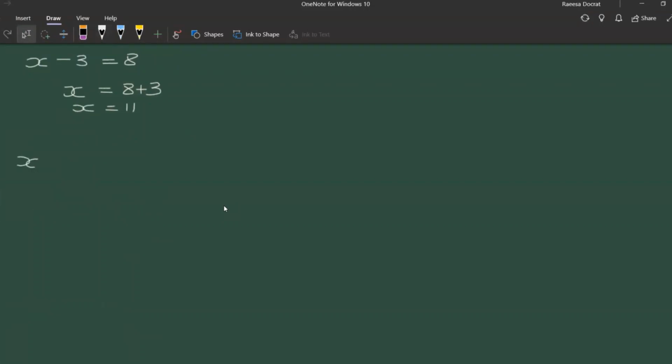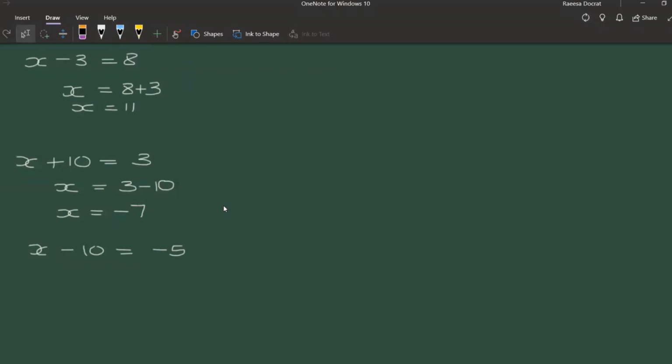If we have something like x plus 10 is equal to 3, then we will take the 10 over and change the sign, so it becomes 3 minus 10. And it's always the thing that we are taking over that the sign changes. So this here is equal to minus 7. We have x minus 10 is equal to minus 5. So then when we take the 10 over, its sign will change. So the minus 5 sign stays the same, but the 10, when we take it over, its sign changes. And we have x is equal to minus 5 plus 10, which is 5.